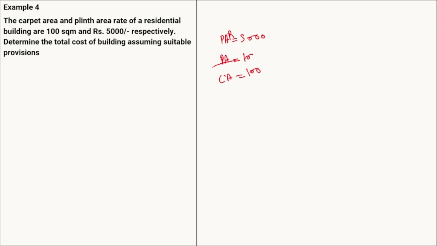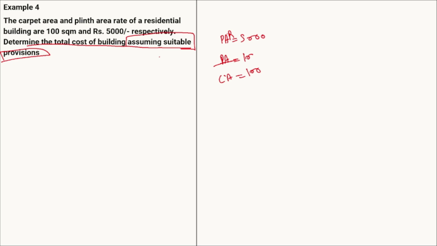So this is similar to the previous numerical. In that numerical, the carpet area was given, and from that carpet area we calculated the plinth area, and then plinth area rate multiplied by plinth area gave the total cost. But here it says to determine the total cost of the building assuming suitable provision. So we have to assume the cost of the services as well as the contingencies and the supervision.